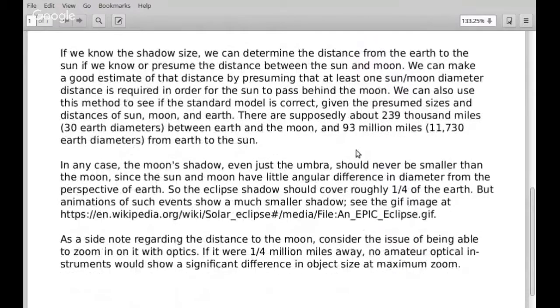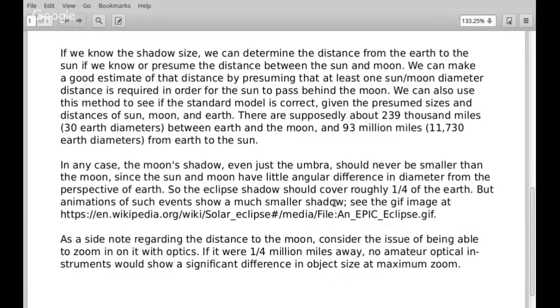In any case, the moon's shadow, even just the umbra, should never be smaller than the moon, since the sun and moon have little angular difference in diameter from the perspective of Earth. That is to say, they both look the same size from here. So there's little angular difference. Okay, so the shadow should not be smaller. Even the umbra, the darkest full eclipsed part, should not be smaller than the moon.